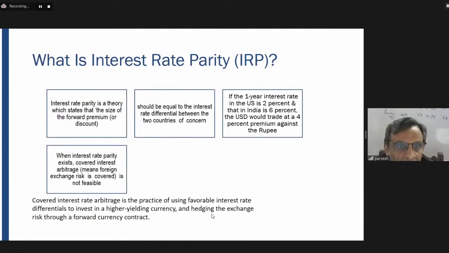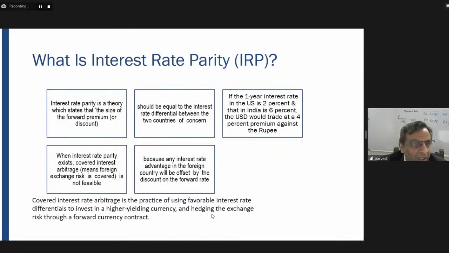But what will happen if they invest in India? When they take out the money after 1 year, having made 4% in India, they will lose exactly 4% in terms of the dollar appreciation. So they're not going to make any gain. Fine. But if the interest parity theory is not there in practice, then covered interest arbitrage will come into play, because any interest rate advantage in the foreign country will be offset by the discount on the forward rate.